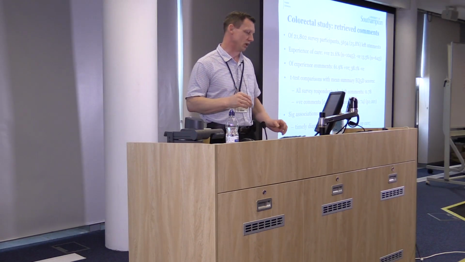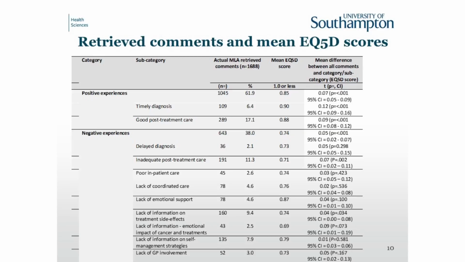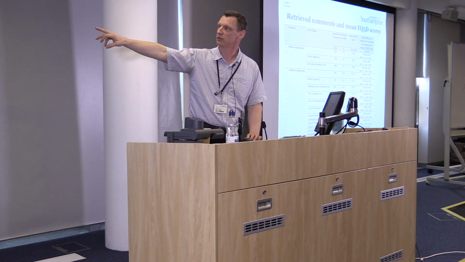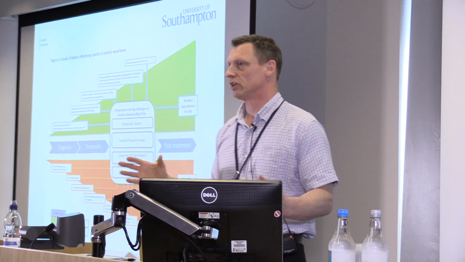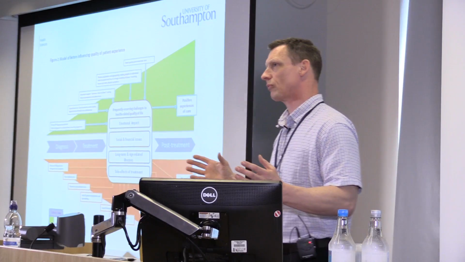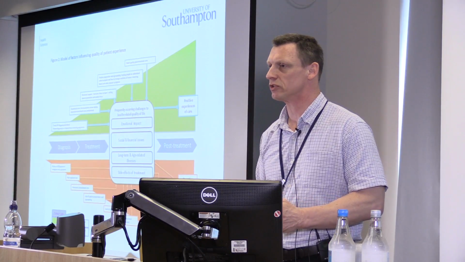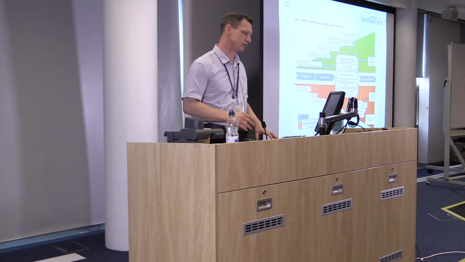So basically, these associations were also there in other subcategories where the mean EQ5D score was statistically significant, the correlation between the two: timely diagnosis, good post-treatment care, delayed care, pleasant experiences, and inadequate post-treatment care. So essentially there is that connection between whether somebody reports good or bad experiences of care and whether they have a higher or lower health-related quality of life.